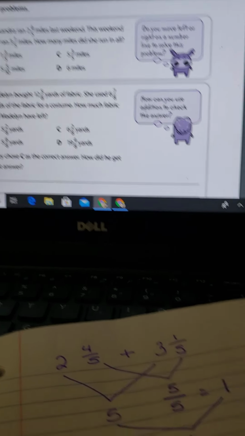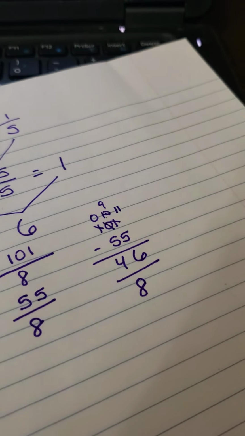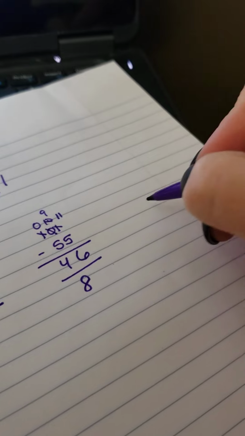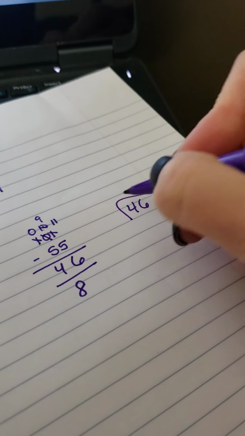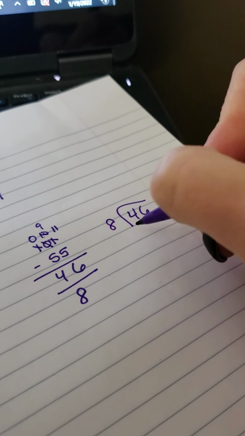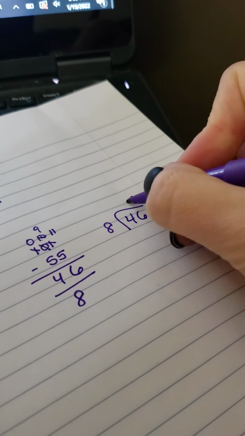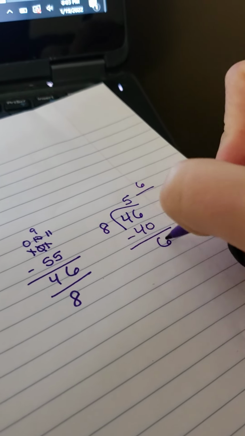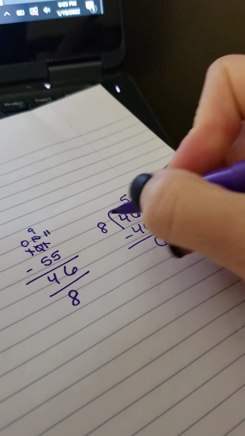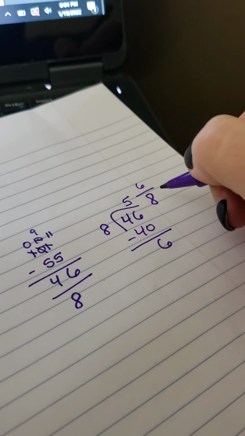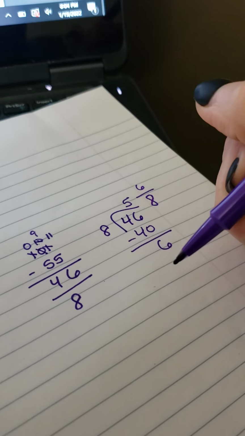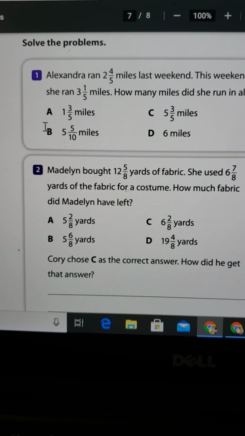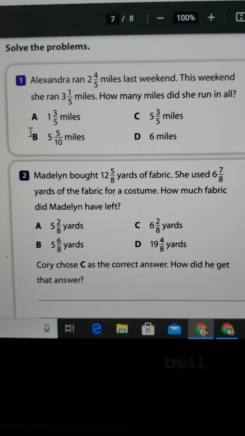We have subtracted. 46 over 8 is my answer. Now I need to make this back into a mixed number. Remember, this is sort of like I were doing 46 divided by 8. Okay, and the closest I can get to 46 would be 5. 8 times 5 is 40. I subtract. This becomes my numerator, my remainder does. And my denominator stays the same as it was before. So 5 and 6/8. Let's check. Oh, good. Letter B. We found the correct answer.